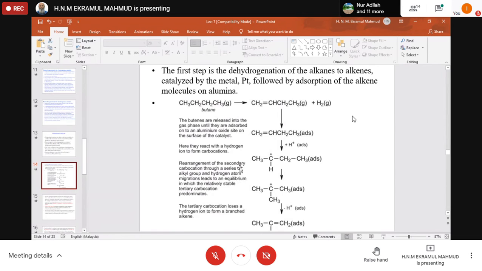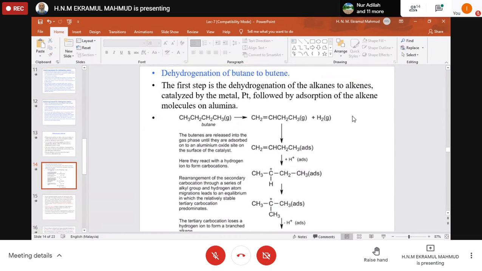Okay. Dehydrogenation of butane to butene. Butane is there. We are producing butene. Why? What's the purpose of producing butene? Because it's an intermediate, a raw material for producing other chemicals and other products.